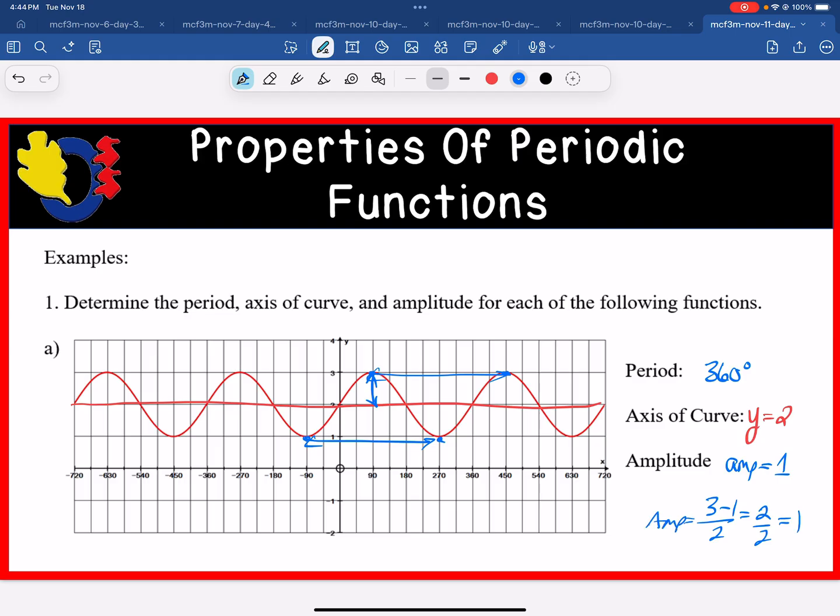And then I could have done the same thing with the AOC and made a calculation. For the AOC, I could have calculated 3 plus 1 over 2, which is 4 over 2, which is 2. So y equals 2. So either way, looking directly at the graph or by the calculation.